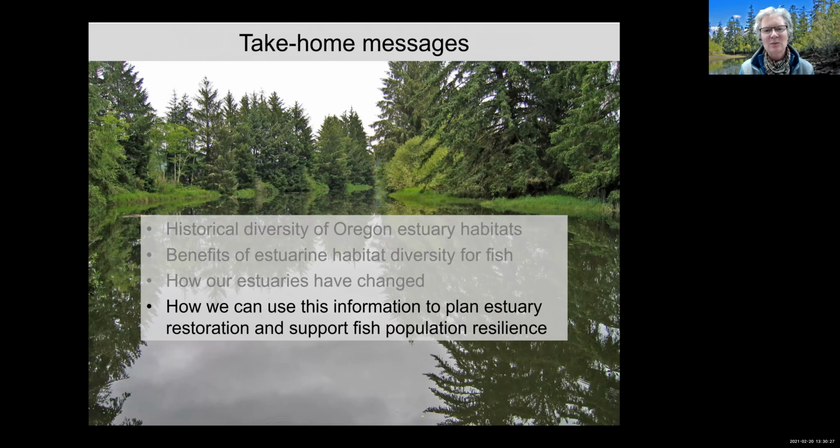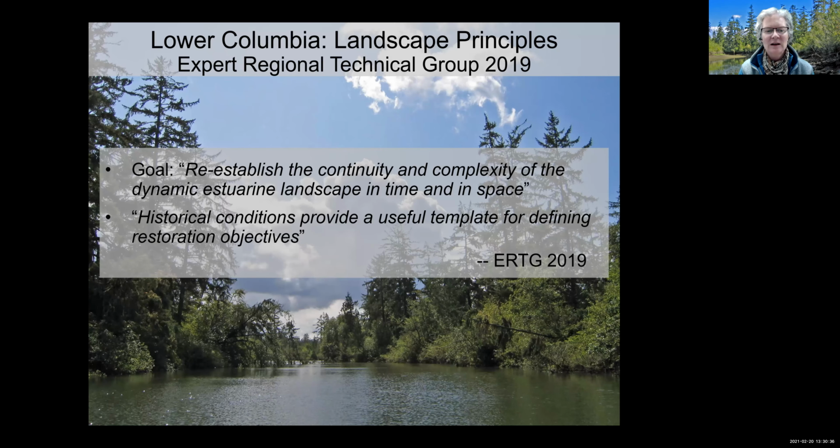So how can we use this information to do a better job with our estuary restoration and better support the resilience of our fish populations? Well, the expert regional technical group in the Lower Columbia had some good principles that we can learn from. They stated their goal for the Lower Columbia is to reestablish the continuity and complexity of the estuary landscape in time and in space. And they noted that historical conditions like the ones that I've been telling you about make a very useful template for defining our restoration goals and objectives.